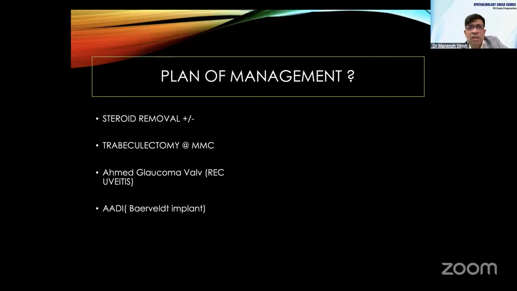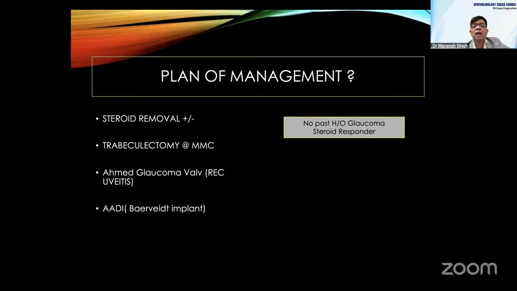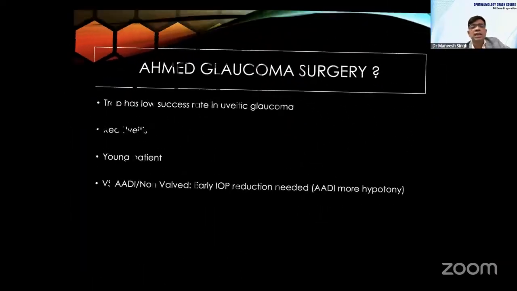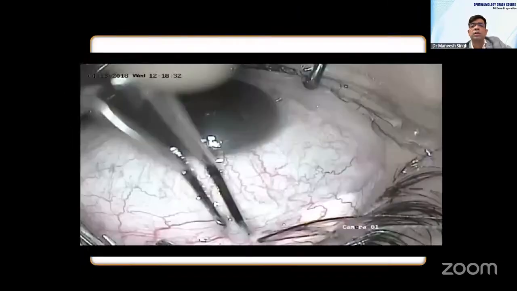Trabeculectomy can be done in these cases, but since it's a uveitic eye, generally Ahmed glaucoma valve has a better success rate compared to trabeculectomy in uveitic eyes. Non-valved implants like the Baerveldt or the Ahmed ClearPath can be used, but they have a slightly higher risk of hypotony. So in this case, we thought we'll go for the Ahmed glaucoma valve surgery.